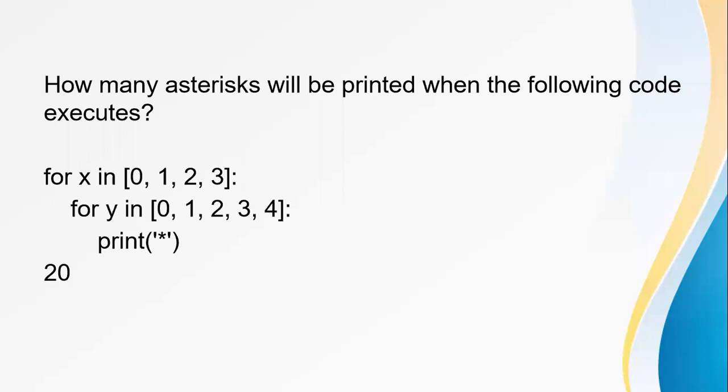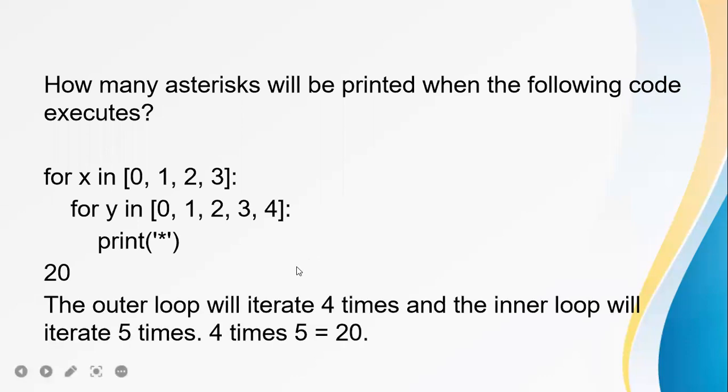Clear? Any questions about nested loop now? So this is a structure how a nested loop will work. Inner loop will iterate 5 times. So 4 times into 5 is equal to 20.